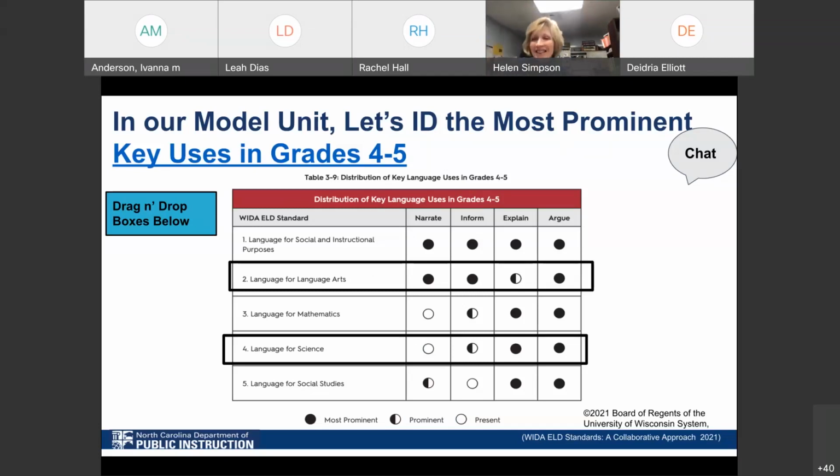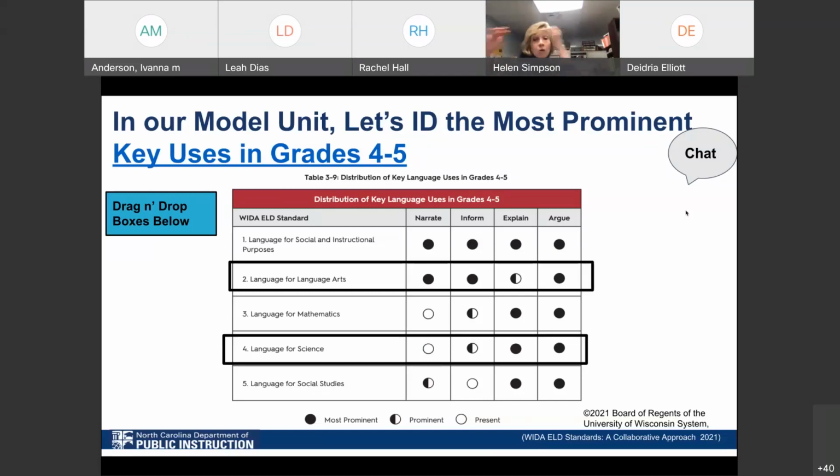Mallory, Jesse says inform, Mallory says inform. Yeah, lots of folks. Charlene, inform. Crystal, yep. Svetlana, you got it. Everybody is spot on. So really, when you stop and reflect about units you've already taught, you're really working inductively. Like you're going backwards and thinking, okay, how does this fit into the key language uses?